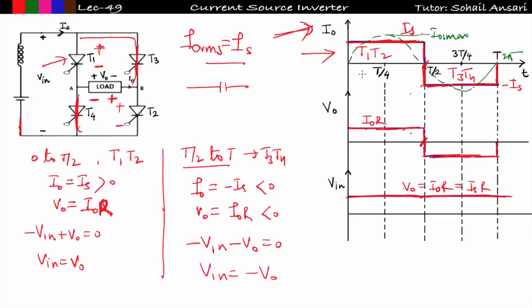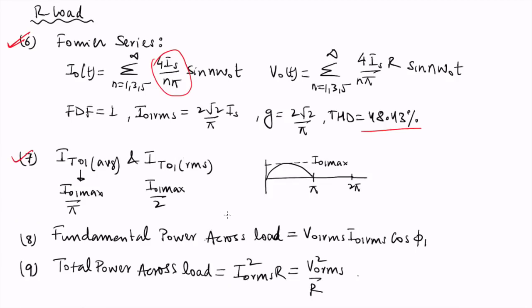Once you have plotted the waveform of the fundamental load current, you can easily plot the waveform of the fundamental thyristor current. So see here, from 0 to pi I am getting the current in T1 and T2, and it is something like this. I am talking about the fundamental only, not the total. And this is my I01 max, and from pi to 2 pi I am not getting current in thyristors T1 and T2. So each thyristor is conducting for pi duration only. Therefore I can find the fundamental component of average thyristor current as well as RMS thyristor current.